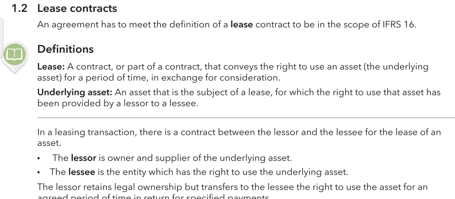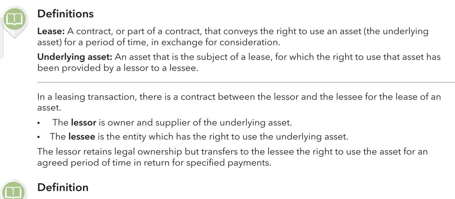I get the opportunity to use the asset from the lessor, so I have to pay some money. This is called consideration. So what is the underlying asset? The asset which is given to the lessee is called the underlying asset. It is the subject of the lease, for which the right to use the asset has been provided by the lessor to a lessee.